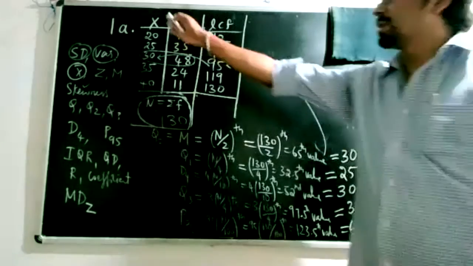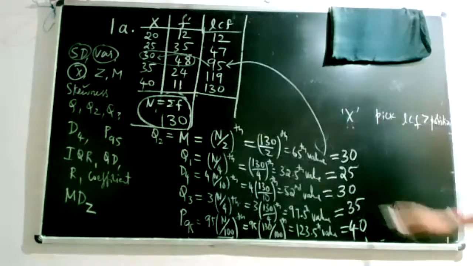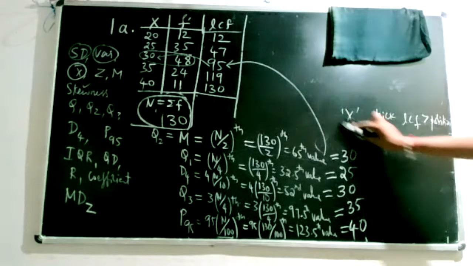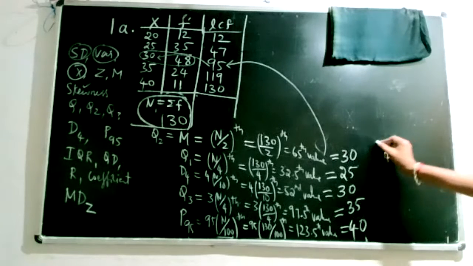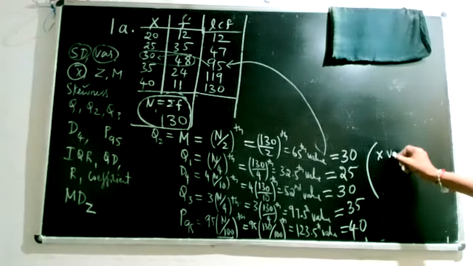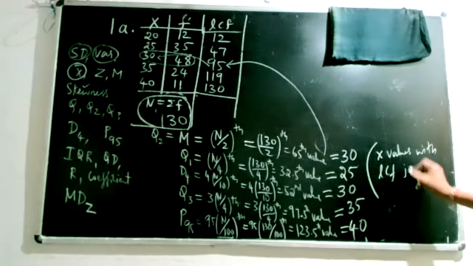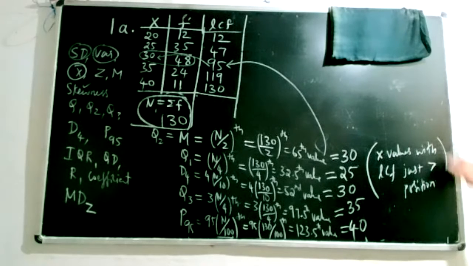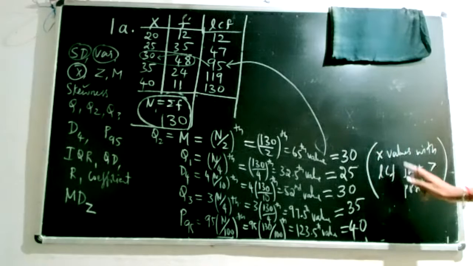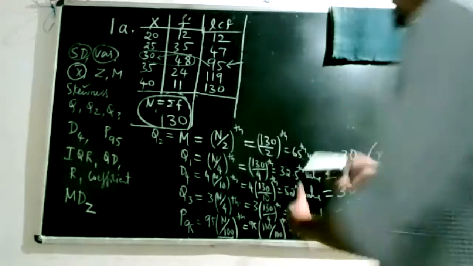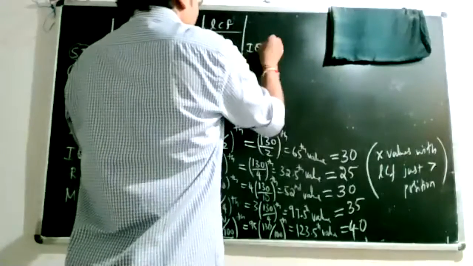If you have units like kg, centimeters, dollars, rupees, you attach those units. So this is how we pick the value. These are the x values with LCF just greater than the position. While reading for the test and examination, you will come to know how you have selected these values. Now we have all the quartiles Q1, Q2, Q3. So we can look into computation of IQR.